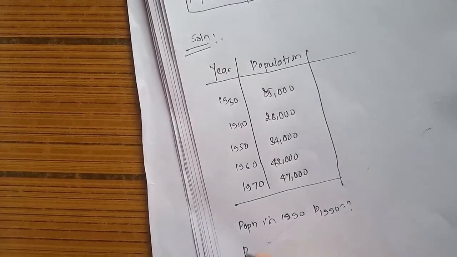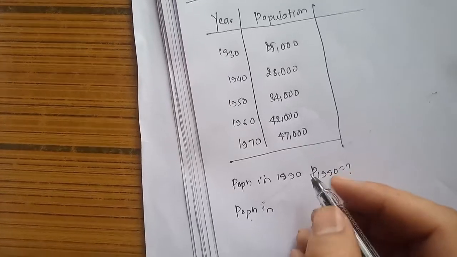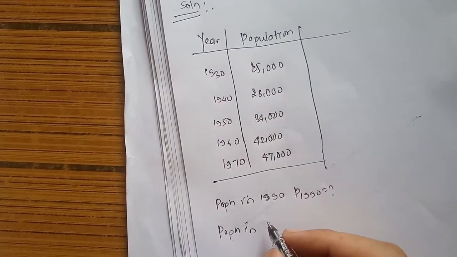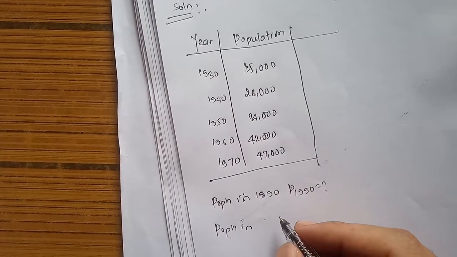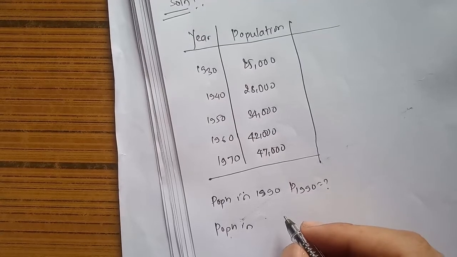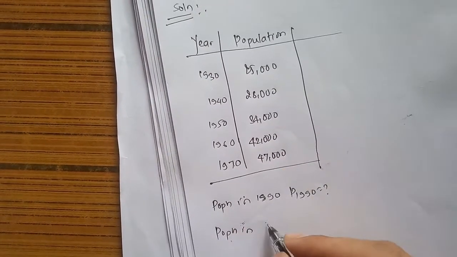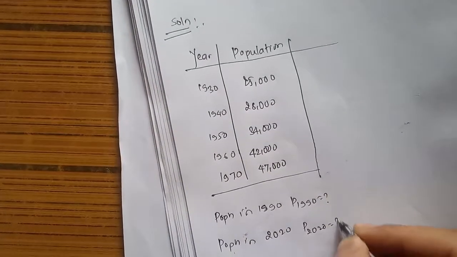Likewise, we need to determine the population after 5 decades, that is, 1970 plus 50 years. 1970 plus 50 years is 2020. That is, the population in 2020 equals what?